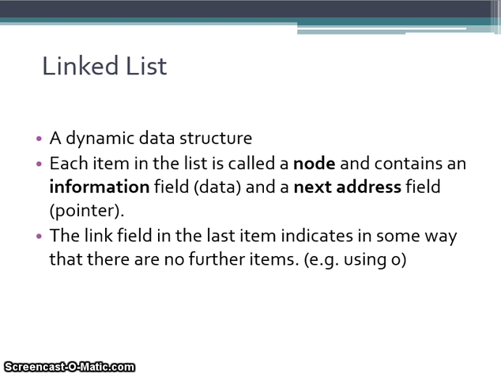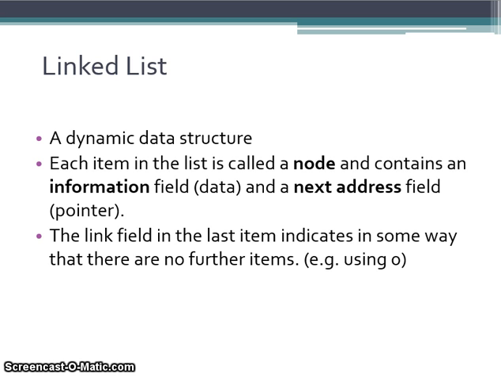So a linked list is a dynamic data structure. Dynamic means that the size of the structure can vary at runtime. So while the program is executing, the size of the structure can change. This is different to a static structure. A static data structure is something like an array, where once we set the size, that is the size it remains.